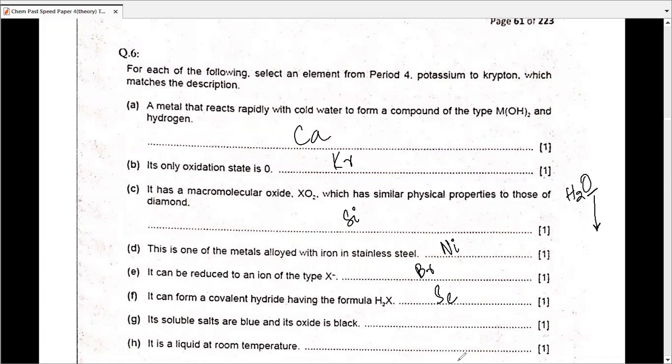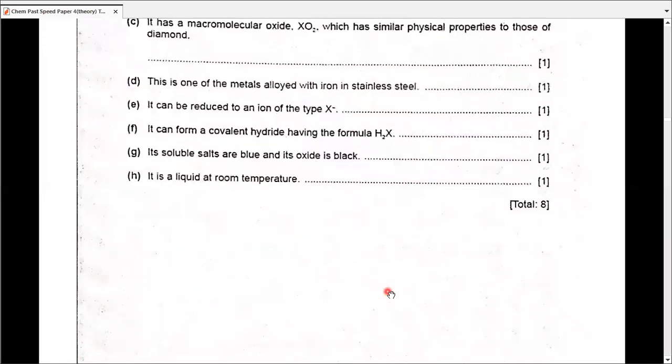Soluble salts are blue and the oxide is black, since we have done it before. So I'm going to tell you this one. This is copper. Next up, it is a liquid at room temperature. It would be bromine, Br. So that completes the question.